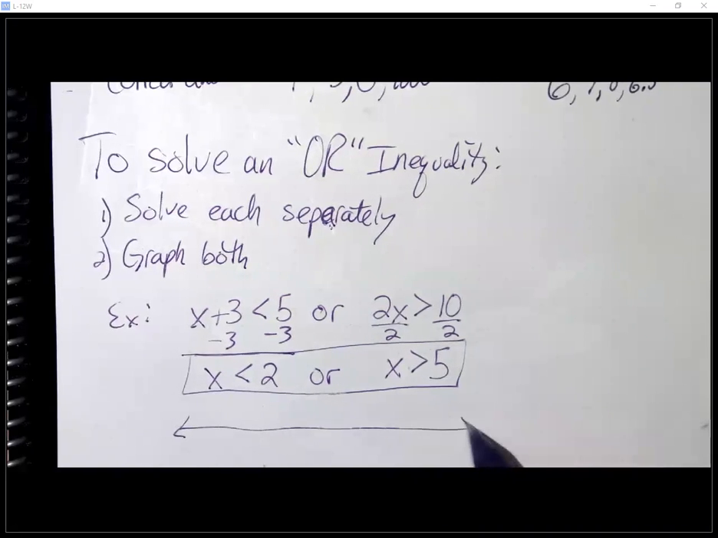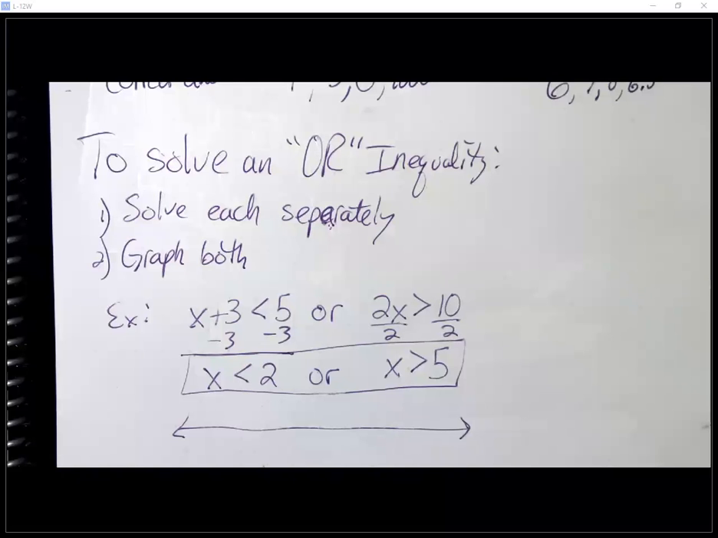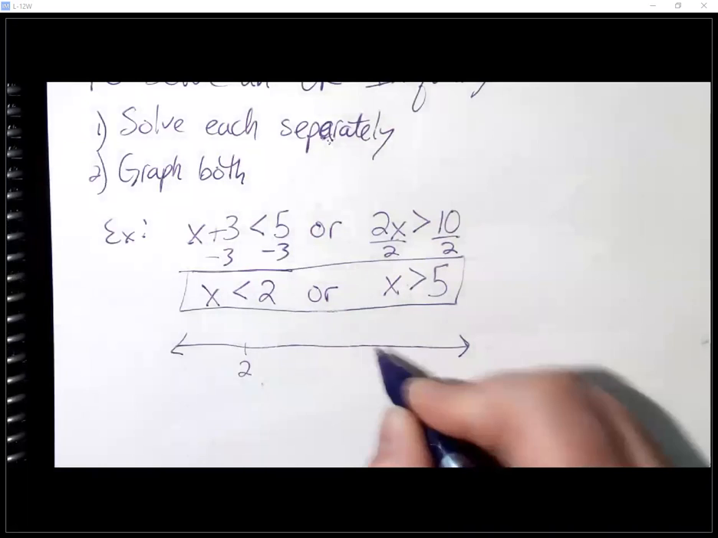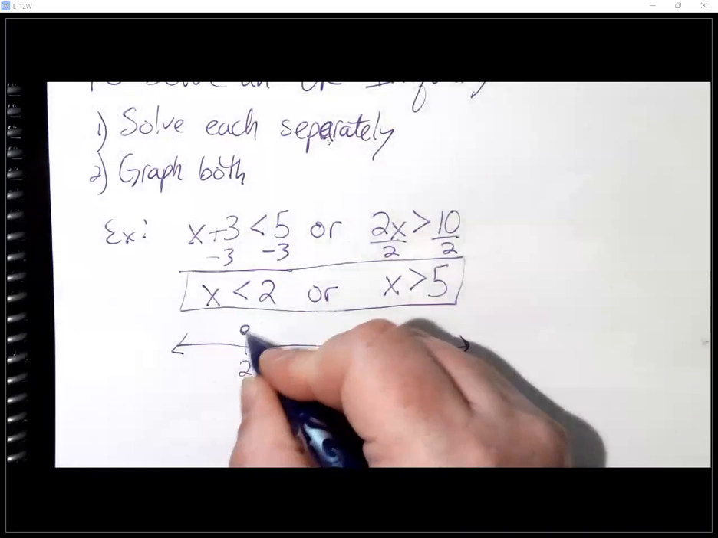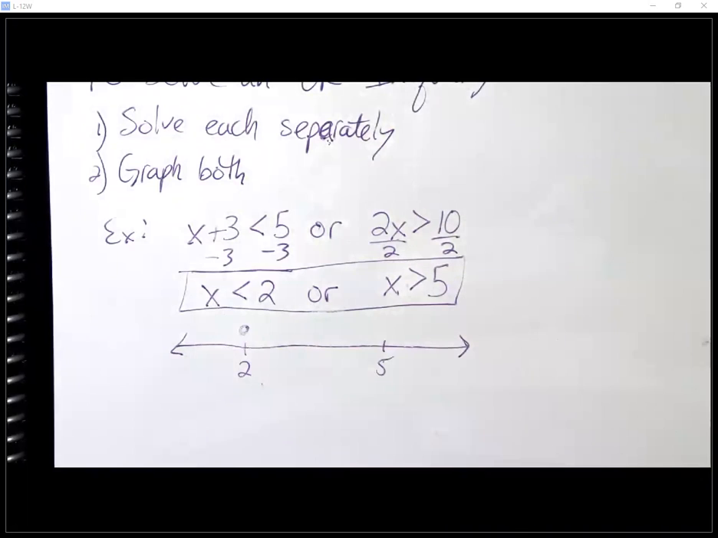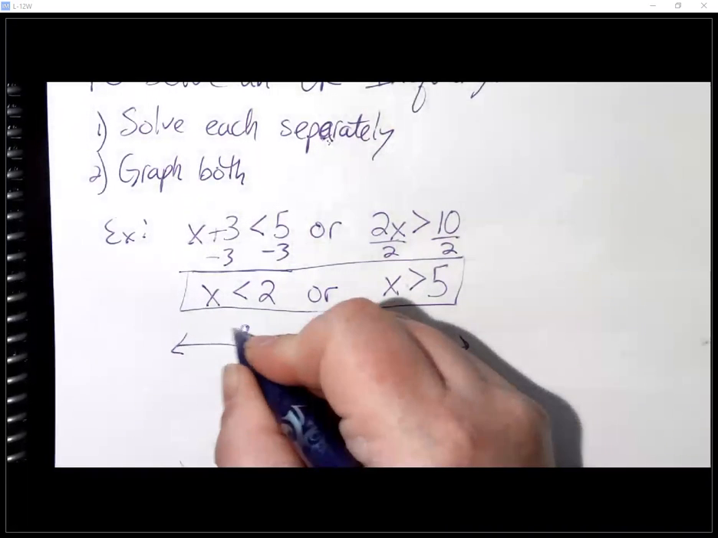I'm pretty much just going to graph them like I normally would. So I have a 2, I have a 5. What kind of a dot should I put at the 2? Open. Now listen though, if I was just graphing x is less than 2, which way would I be shading? To the left or to the right? To the left. So there's that graph.